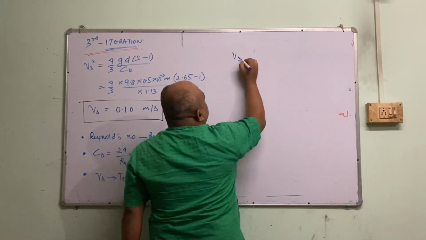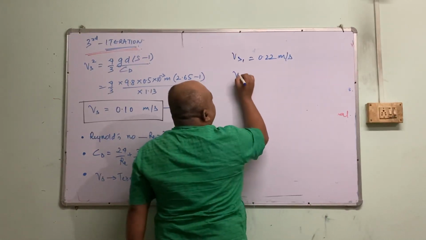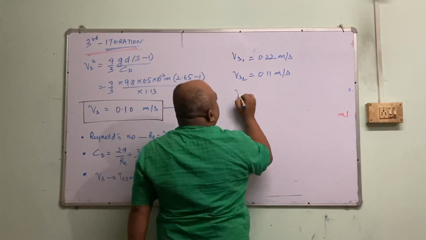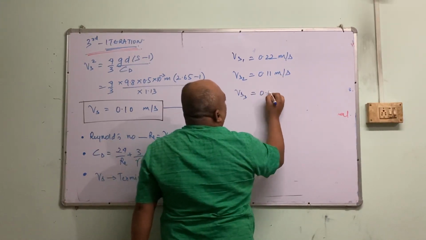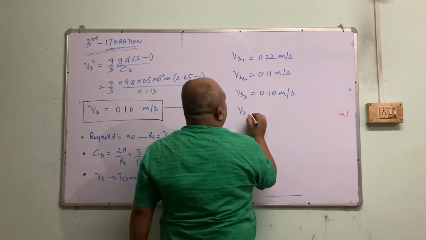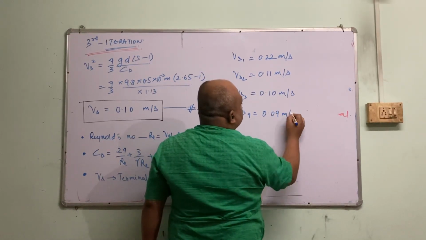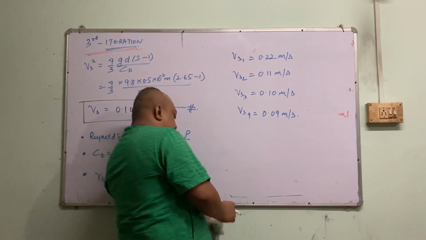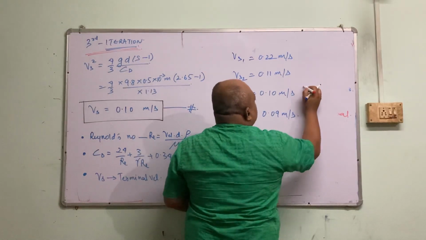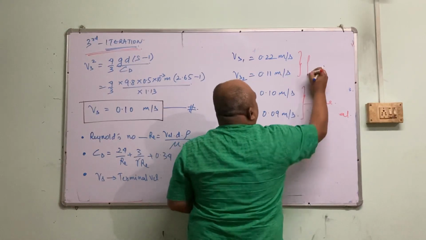So settling velocity 1, we got 0.22 meter per second. Settling velocity 2, we got 0.11 meter per second. Settling velocity number 3, we got 0.10 meter per second. Settling velocity number 4, which we are supposed to estimate, will be around 0.09 meter per second. Comparing with all these values, these values are very, very close. Here it is far.